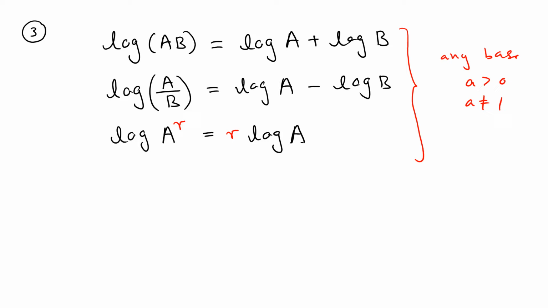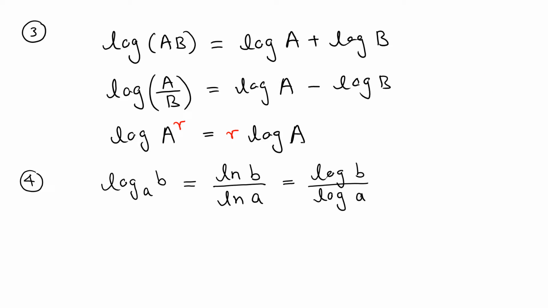Then we have property number 4, which is what we normally call the base change formula, which is log_a b equals, if you use the natural log, you take the natural log of b first divided by the natural log of a. So you can use any base. If you use base e, it is ln b over ln a. If you use base 10 or the common logarithm, you have log b over log a. It doesn't matter which formula, you get the same answer in both cases.